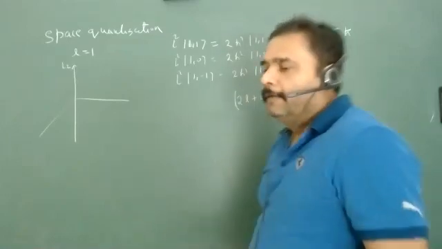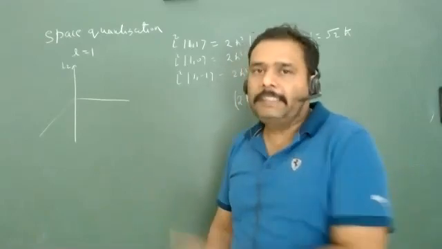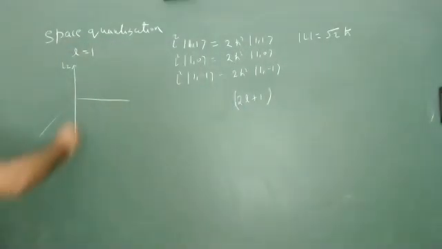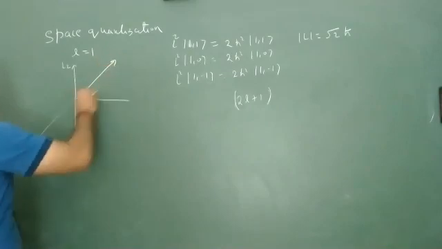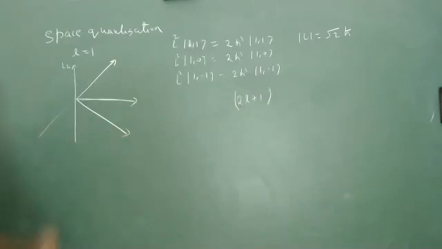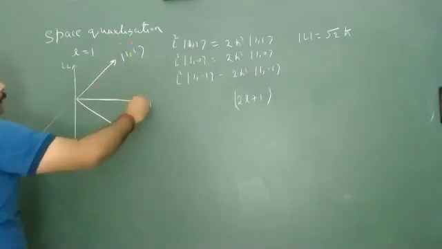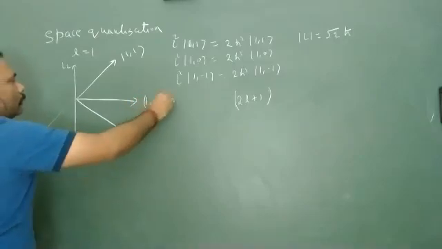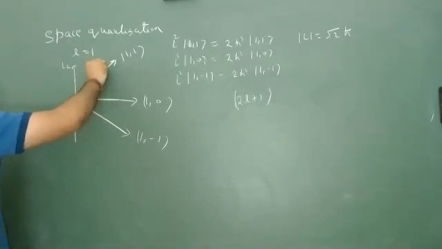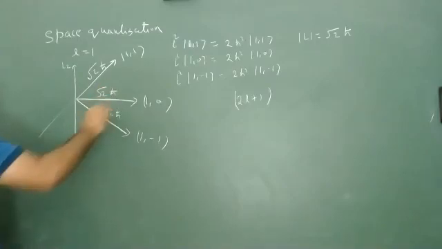What is the meaning of that? You have 2L plus 1 number of M and you have different orientation. So for L equal to 1, we can have only 3 vectors. This vector I can write as 1 and 1. This vector is 1 and 0. And this vector is 1 and minus 1. Every vector has magnitude root 2h cut.